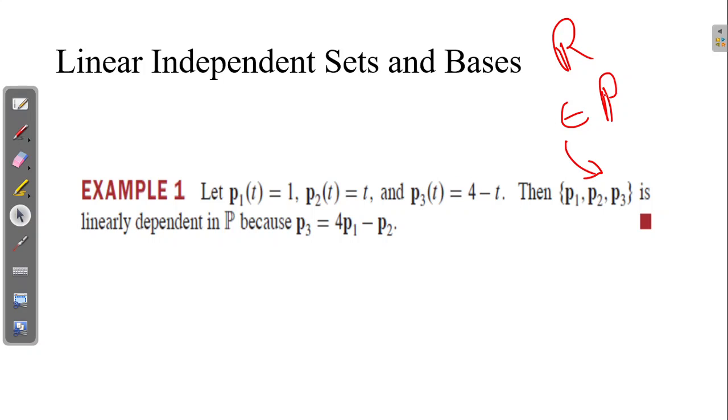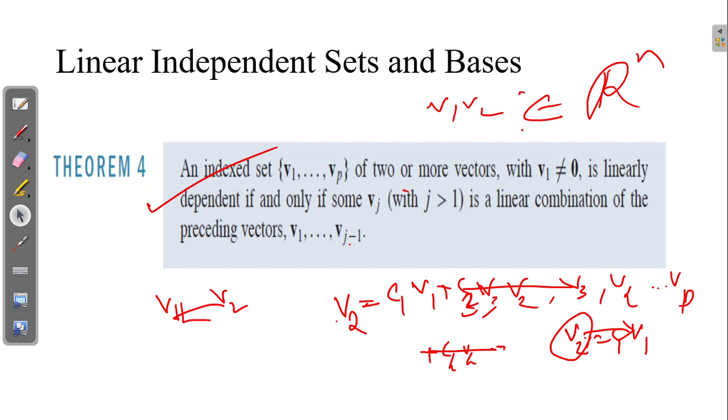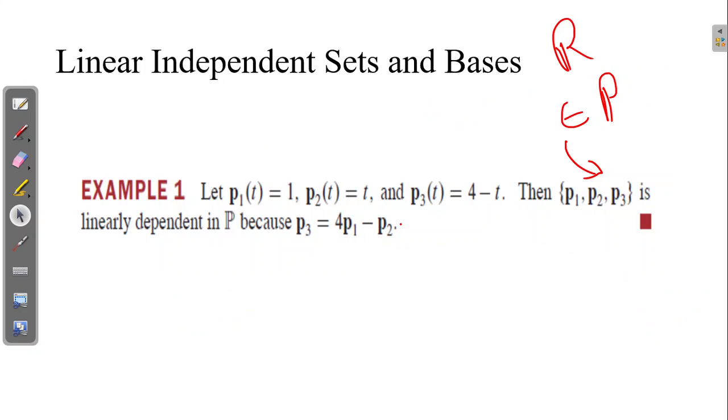So how to prove? You have to apply theorem number 4. That is, an indexed set {v1, v2, ..., vp} of two or more vectors with v1 not equal to 0 is linearly dependent if and only if some vj with j greater than 1 is a linear combination of the preceding vectors v1, ..., vj minus 1. So we apply it here.